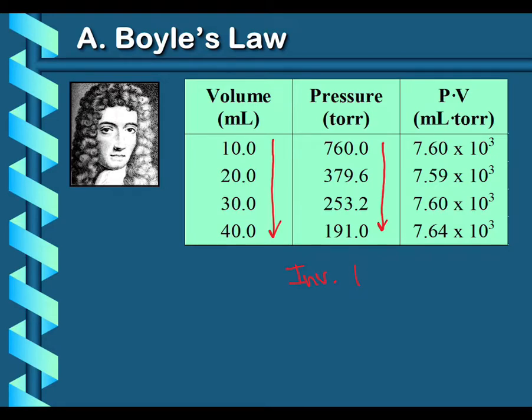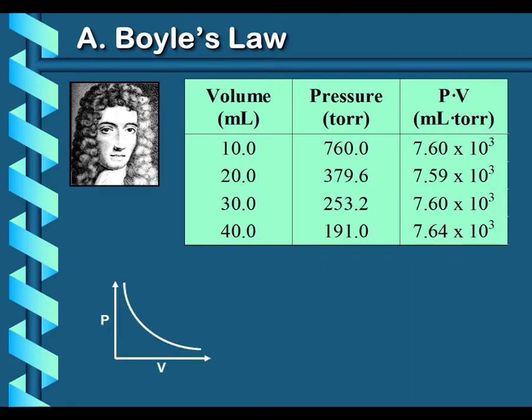So if you have two variables that move in opposite directions, they are said to be inversely proportional. And we've talked about inverse and direct proportions before. But when you multiply the two variables, pressure times volume, you get essentially a constant value. So that's going to be essentially constant.